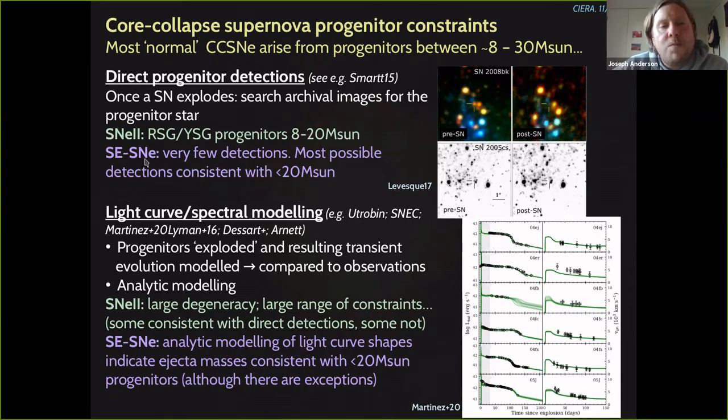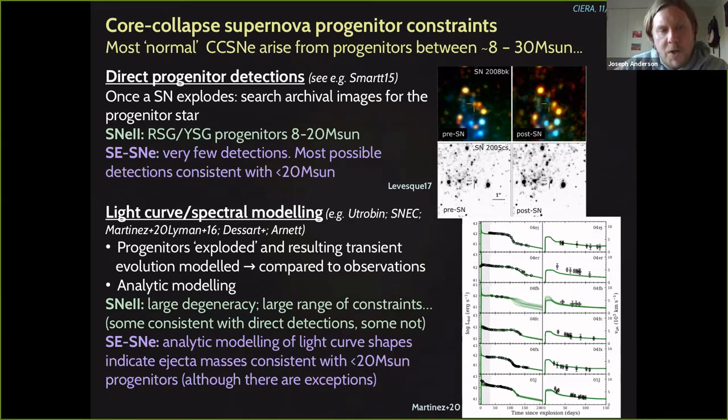And then stripped envelope supernovae, the problem here is we just have very few detections. We have quite a few non-detections, but they're not so constraining. One can use those to argue for low mass progenitors, but it's also difficult because these progenitors, Wolf-Rayet progenitors, are likely to be very blue, and most of the archival images are usually at redder wavelengths, V-band, etc. But we have very few detections, and the possible detections we do have are consistent with things being, in general, lower than 20 solar masses.